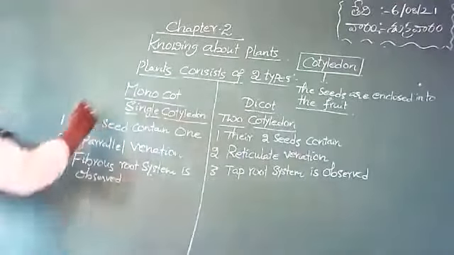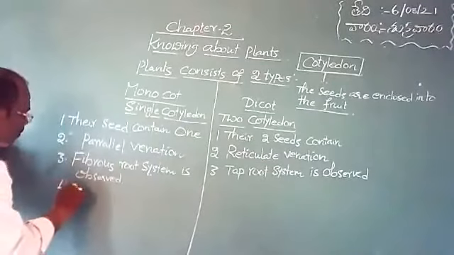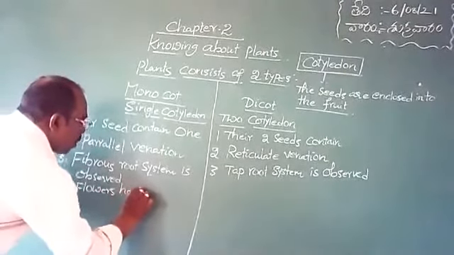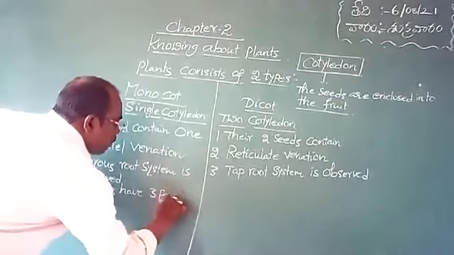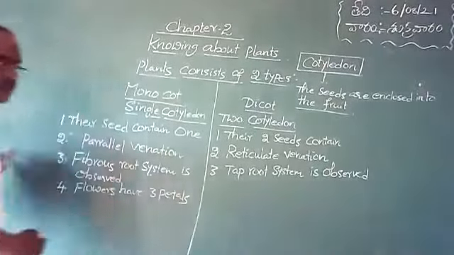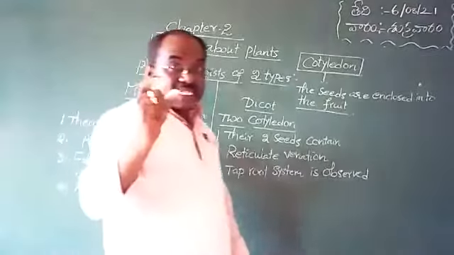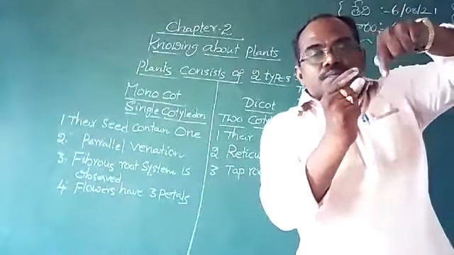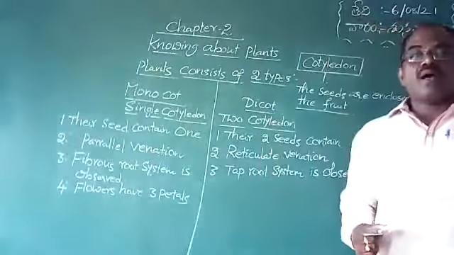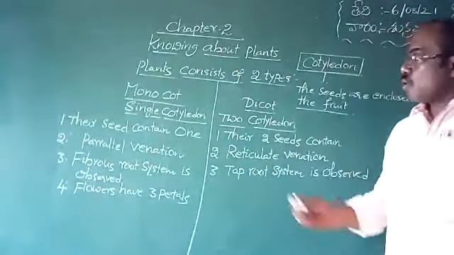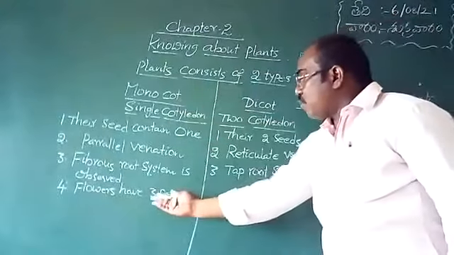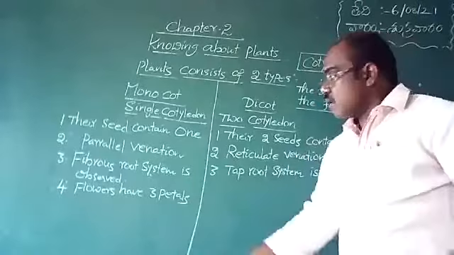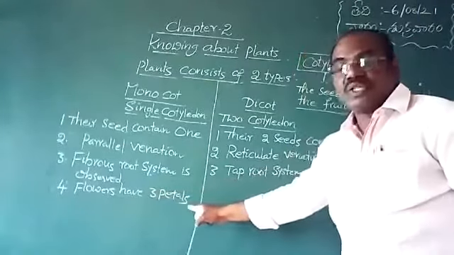Next, in monopart plants, flowers have three petals. Petals means the parts of the flower. Monopart plants flowers lo enni petals untai sir? Three petals.